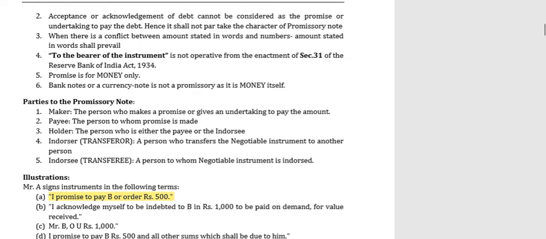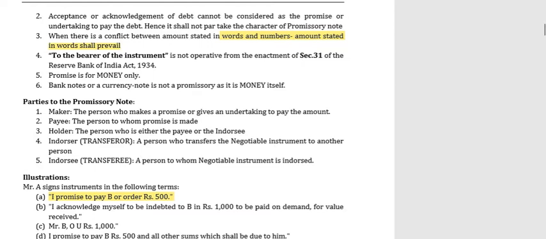When there is a conflict between the amount stated in words and numbers, this is something very, very important. The amount stated in words shall prevail. This is what I said. You must ensure that the words and numbers do not differ. If there is a difference, then the amount stated in words shall prevail. Now, when it comes to a promissory note to the bearer of the instrument, it is actually inoperative by the enactment of Section 31 of the Reserve Bank of India Act. The promise is only for money.